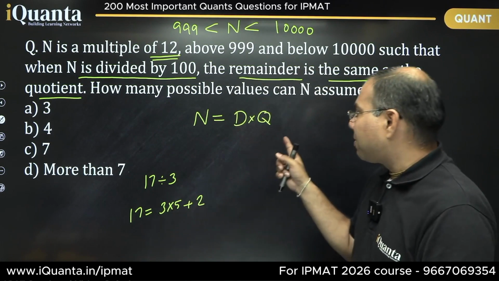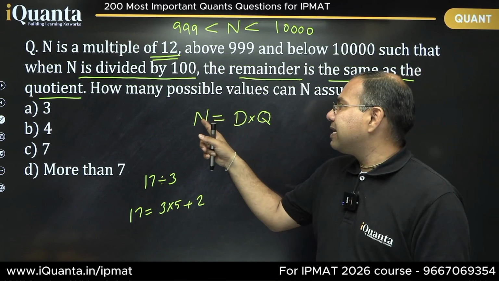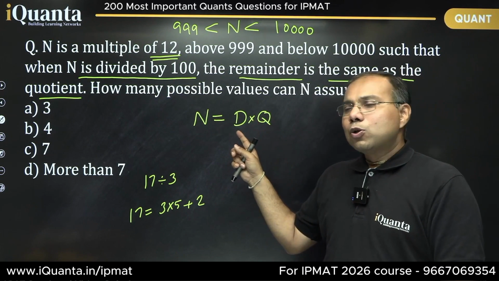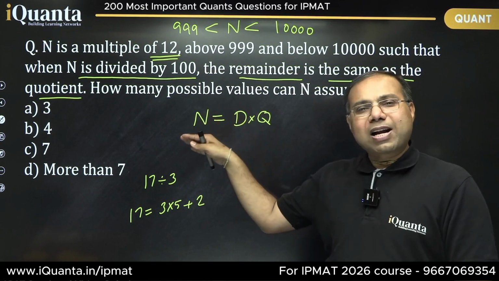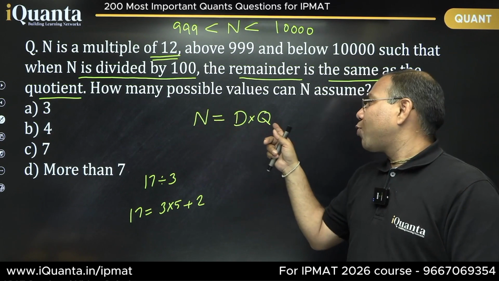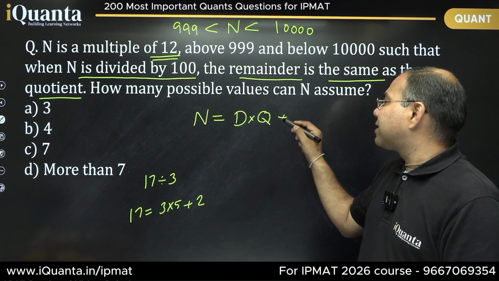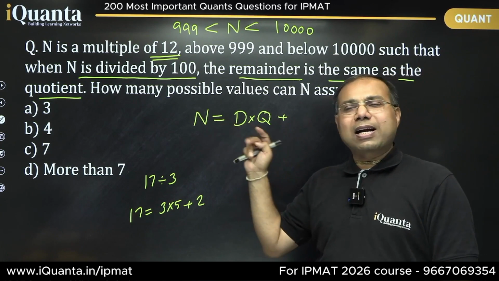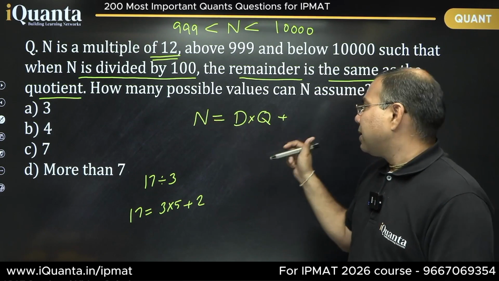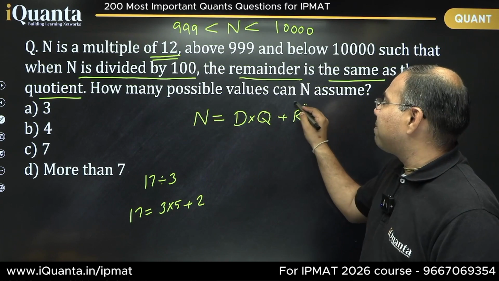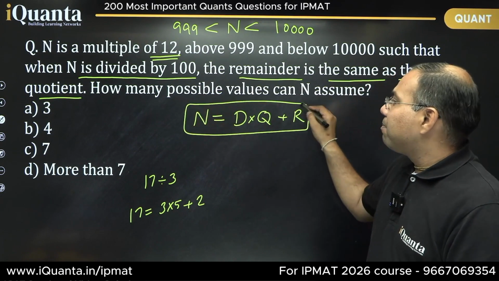So in general it comes out like that. When a number n is divided by a divisor d, how many times I can subtract it from n is called the quotient, so this is d times q. And whatever is remaining, from which I cannot subtract the divisor anymore, is known as the remainder. That is the basic relationship between all these terms.